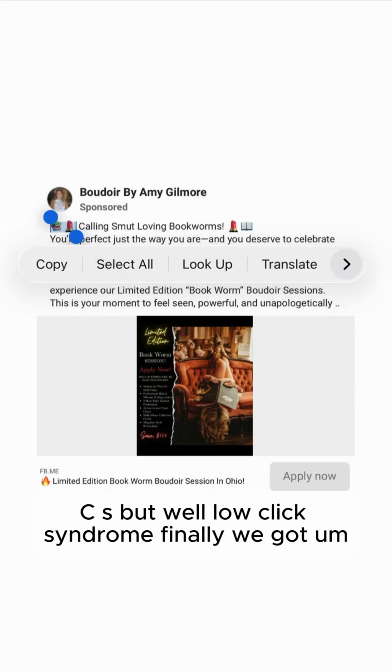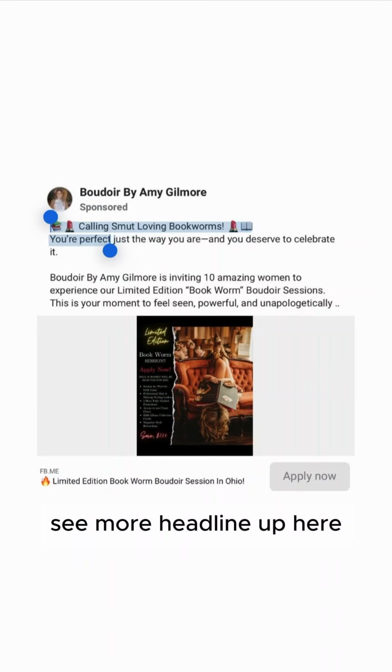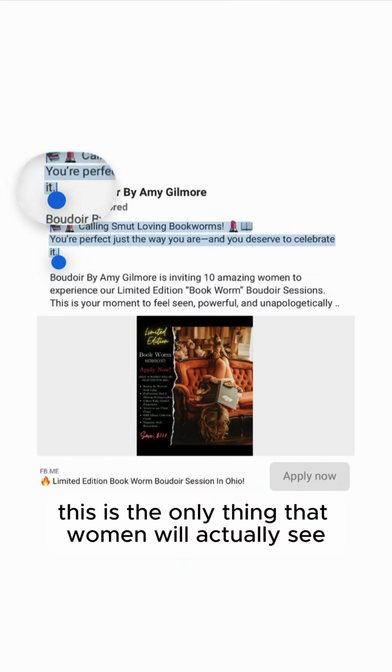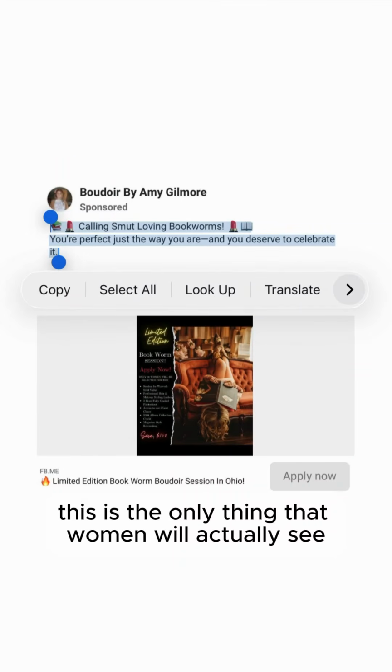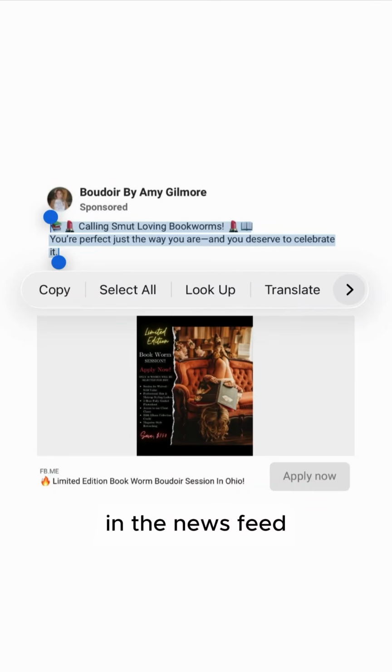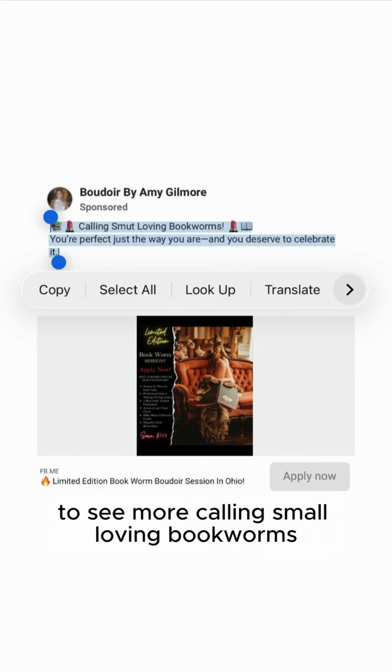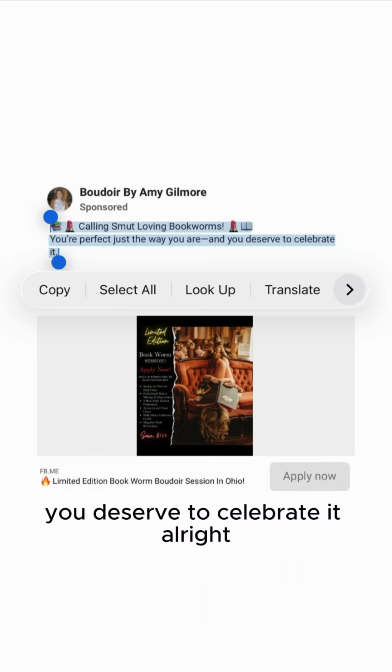Finally, we got the see more headline up here. First 2 3/4 lines, Facebook newsfeed mobile. This is the only thing that women will actually see in the newsfeed before they click to open more to see more. Small amounts of context here, but this is the lack of context mistake.